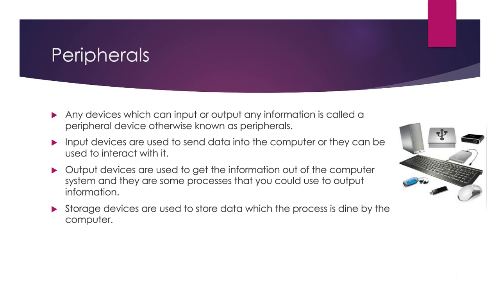Output devices are used for getting the information out of the computer system. So basically, I'm giving an example: when you type something on a blank document, a few words here and there, the output device, for example, is a printer.